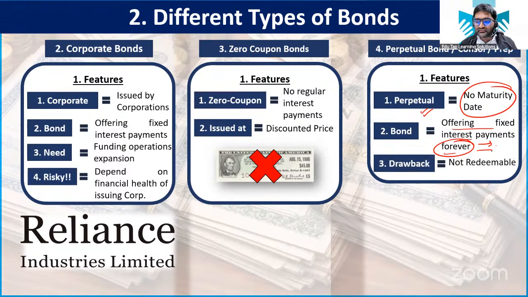So the drawback is it is not redeemable. We cannot stop it in between. It cannot be stopped in between. It keeps moving in the market, but mostly companies issue it in the form of a callable bond. We will see what is this callable bond. For now, perpetual bond is this, that there is no maturity. There is no fixed maturity for it, right?